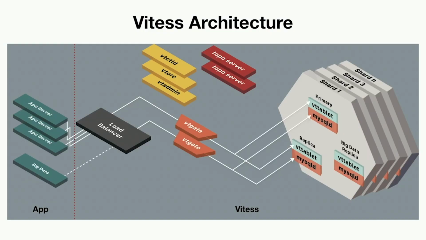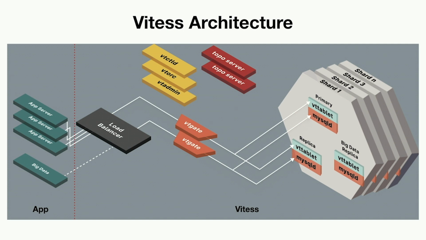Okay, so here's a picture that shows a Vitess architecture. On the left-hand side, you have the application servers. They connect through a load balancer to a component of Vitess called vtgate. Basically, vtgate acts like a MySQL server to your application. So your application connects to it using the MySQL protocol and sends queries to it.